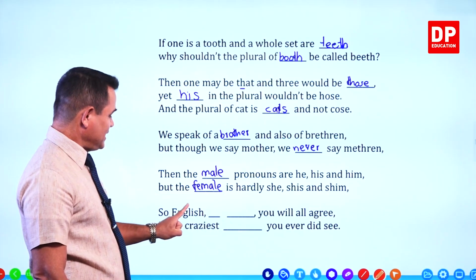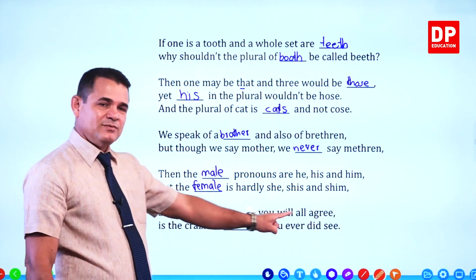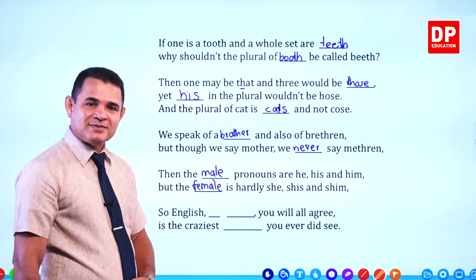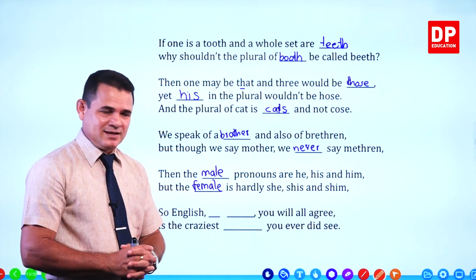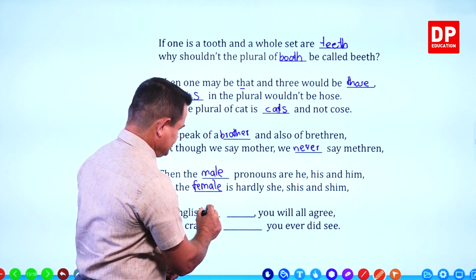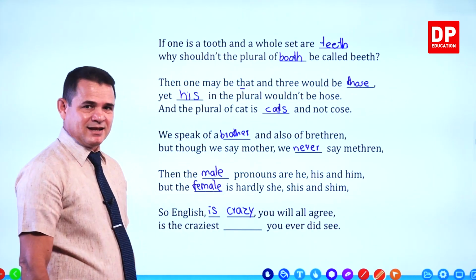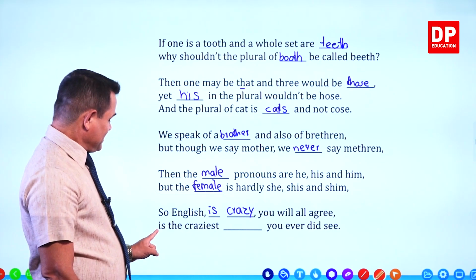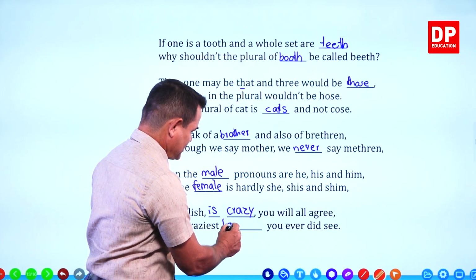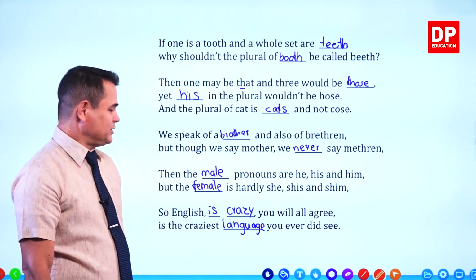And now you see, so English, you will all agree. You are all in agreement. Is the craziest language you ever did see. So English is crazy. You will all agree. It is the craziest language you ever did see.